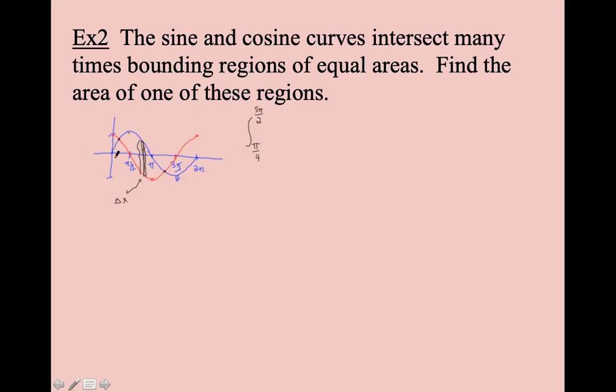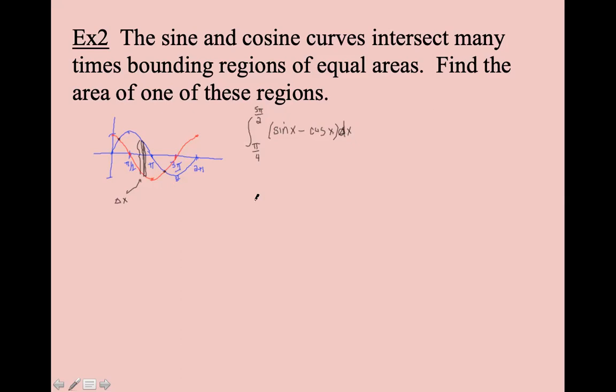Again, our top curve, remember our blue, was the sine curve. So the area between the two is going to be the integral of sine of x minus the cosine of x. And our representative rectangle had a width of delta x because we're integrating with respect to x. I'm just going to make that dx. That's what we're familiar with when we integrate.